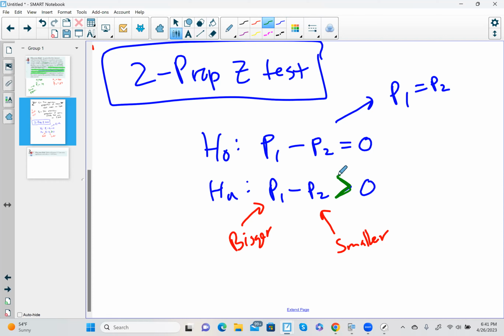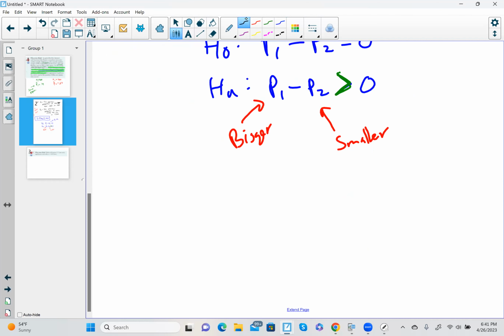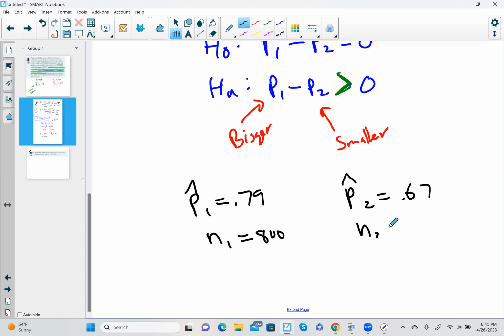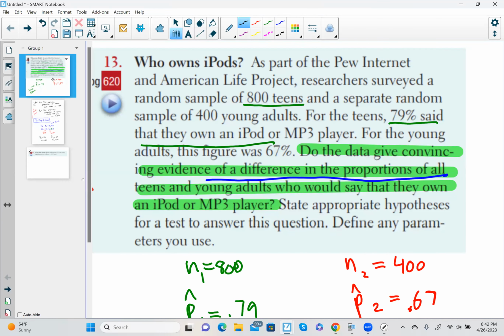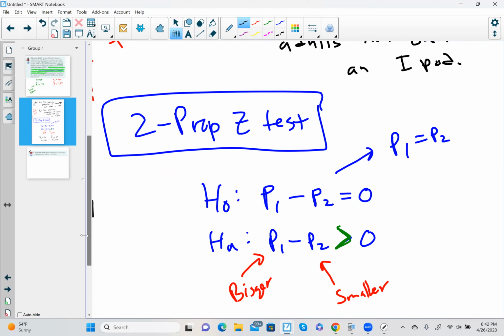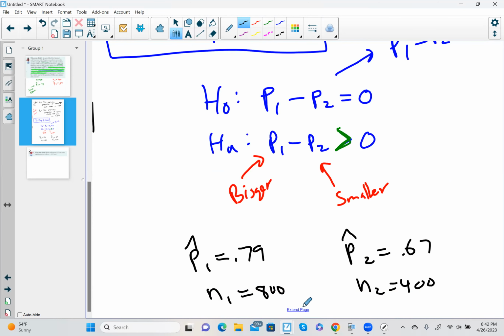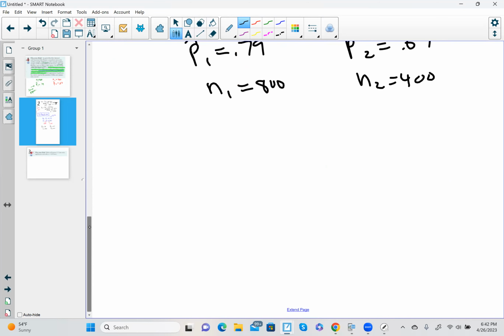Okay, so once you've done this, it's time to go find the z-test statistic. So we already know that p hat 1 was 0.79, and we know that p hat 2 was 0.67. We know that n1 was 800, and n2, I think, was 400. Let's just make sure I'm reading the question correctly. Yep, that works. So now what you're going to do is find the z-test statistic. That's going to be our next step.